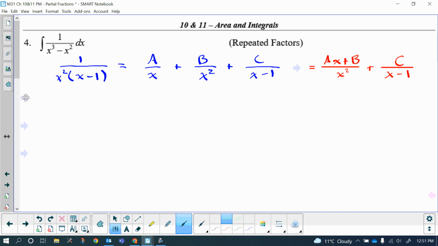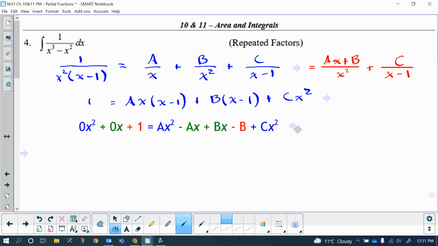I'm going to continue with the method that we have in blue. So when we multiply both sides by this common denominator of x squared times x minus 1, here's what we get. And then we will expand to get rid of those brackets, and this is what we have.